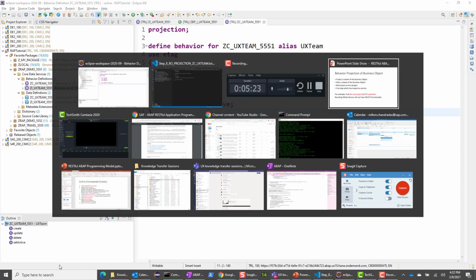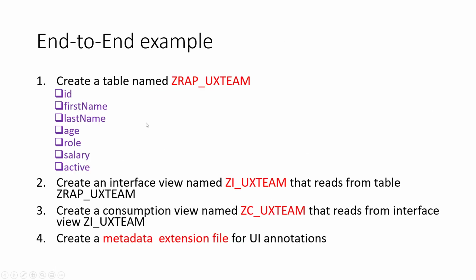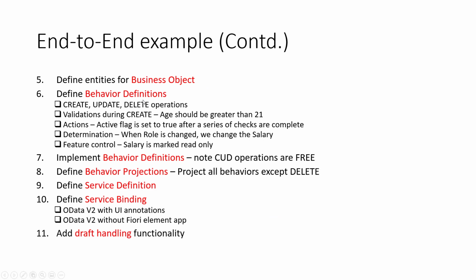So if we take a step back and look at all the stuff we have done, we started with a table. We created an interface view. We created a consumption view and a metadata extension file. We defined the root entity for the business object. We defined the behavior definitions. We then implemented the behavior definitions, with step-by-step instructions on how to do it. And now we have defined the behavior projections. So pretty much we have projected all the behaviors, and at a later stage, we will comment out delete and then activate it as well. Okay, in the next session, we can do the service definition and the service binding. Thank you.